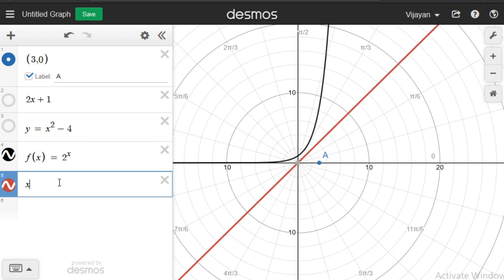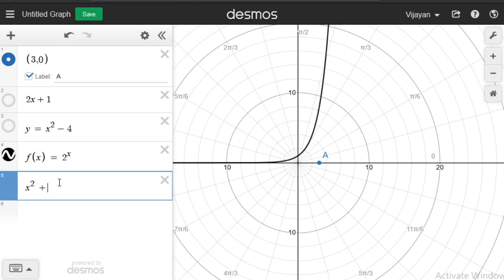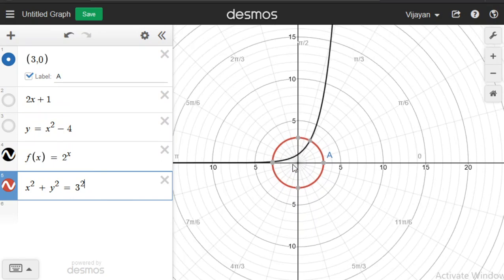Suppose I write x square plus y square is equal to 3 square. So this gives me a circle.